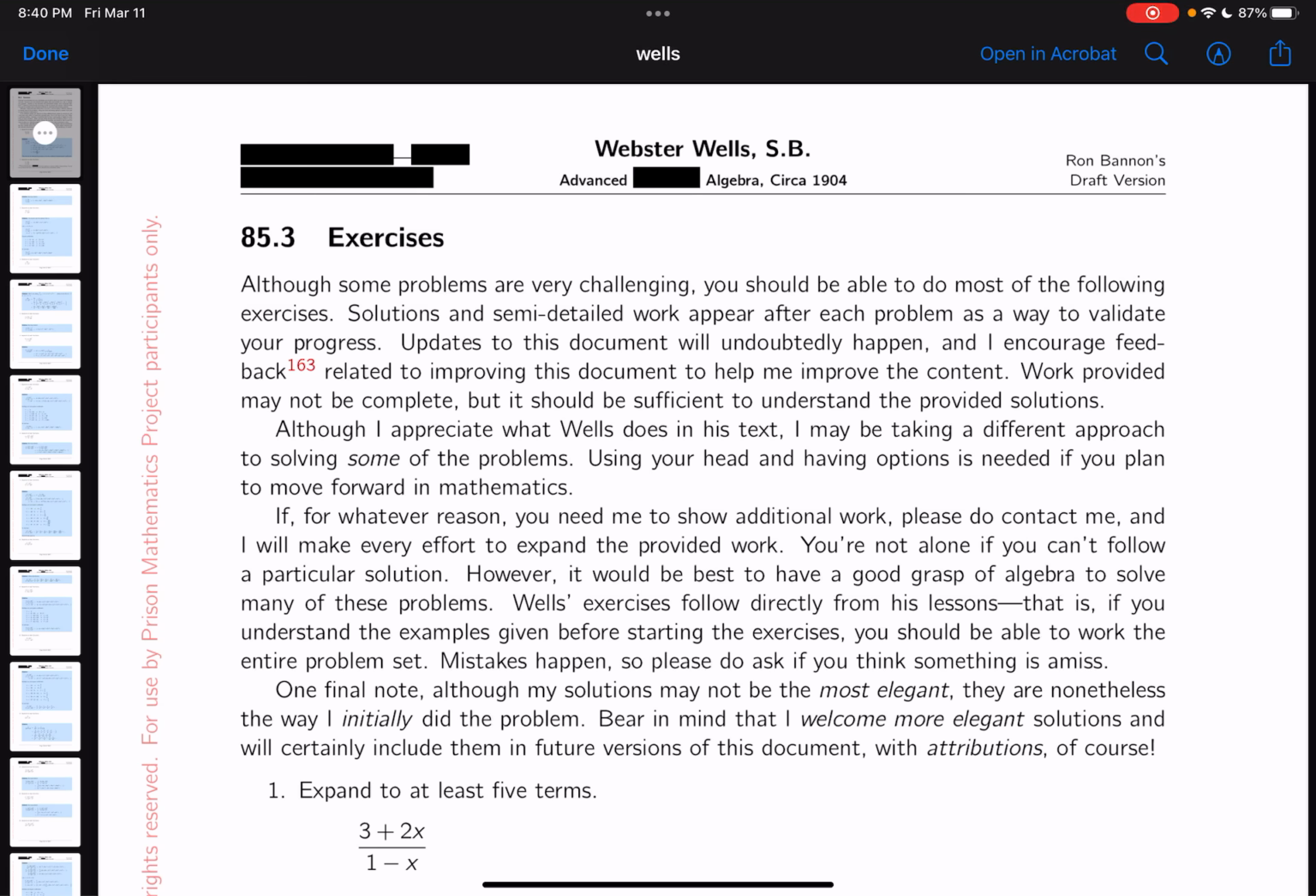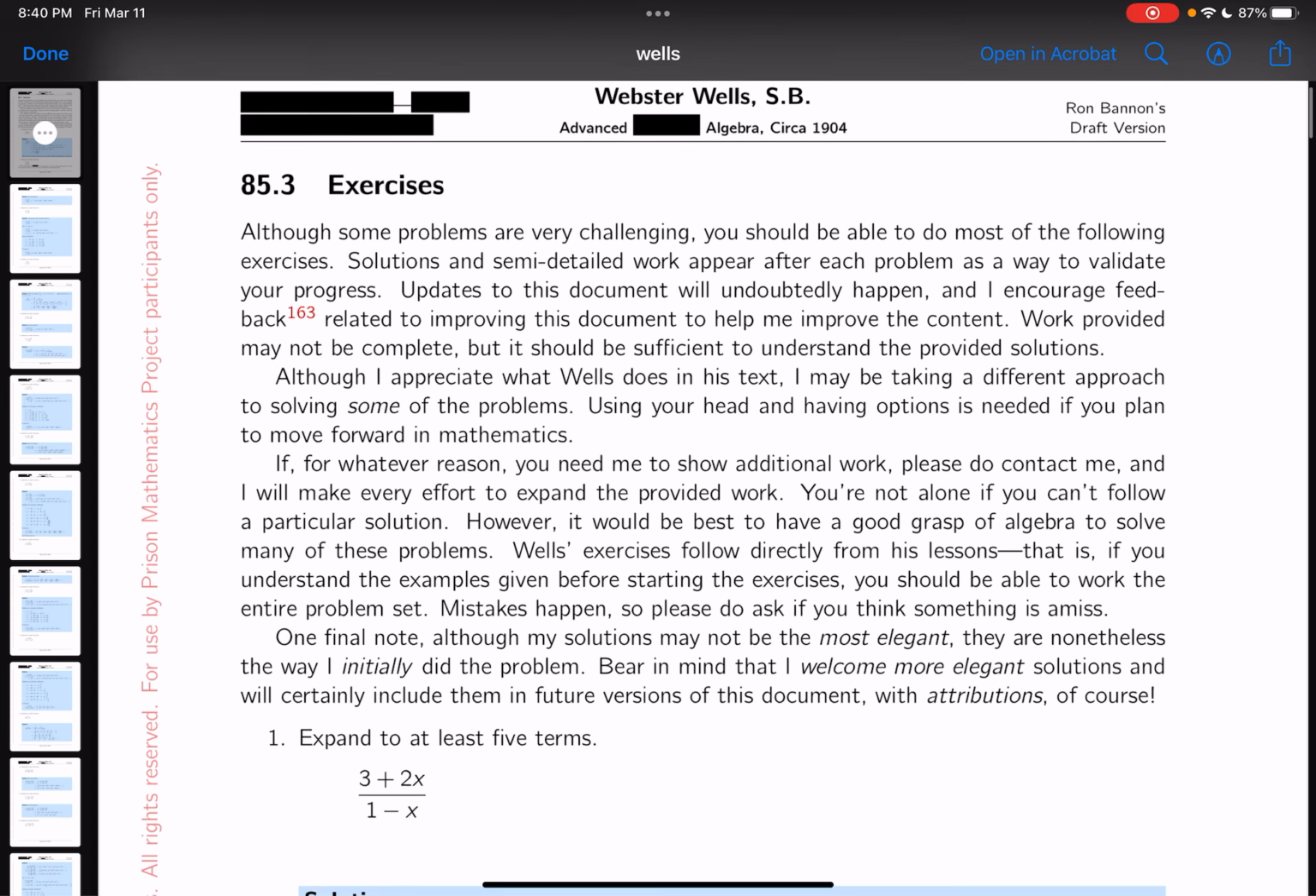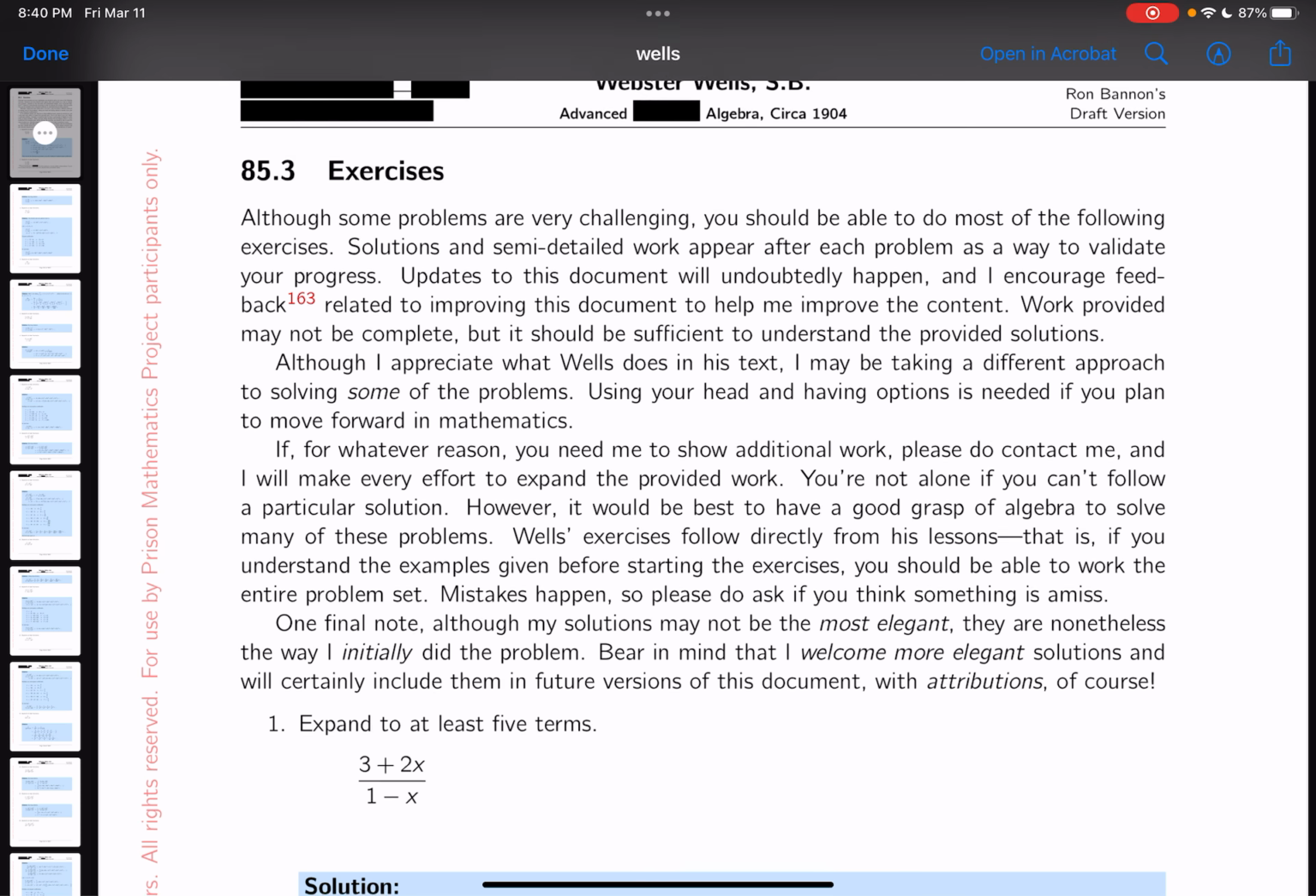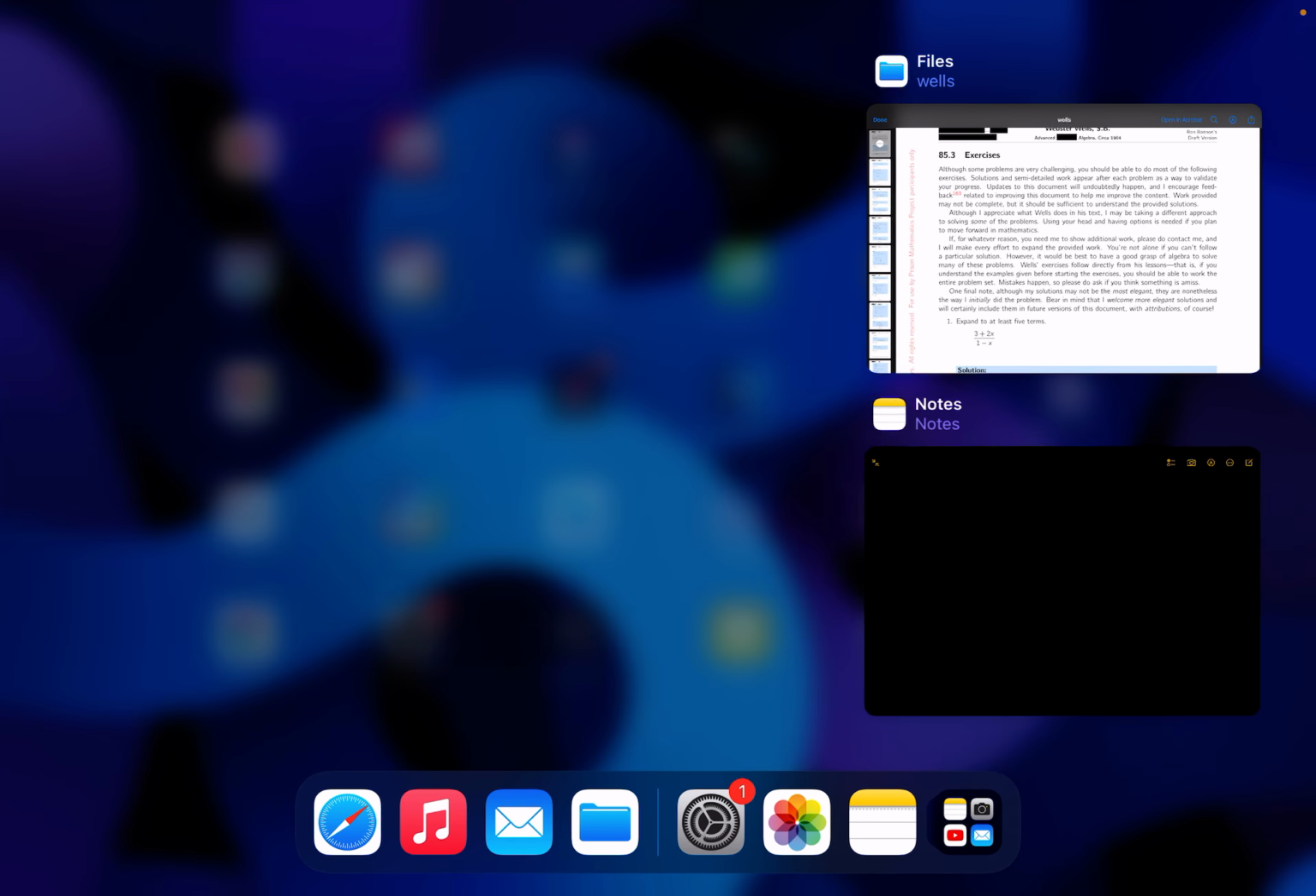Okay, 8.5.3, the exercises. Let's start with problem number 1. So it says expand to at least 5 terms. I'll go through a variety of techniques, but I do want to go to the whiteboard, at least initially, and then we'll start talking through the actual key itself. So let me go to the whiteboard. I'll write down the problem for you.